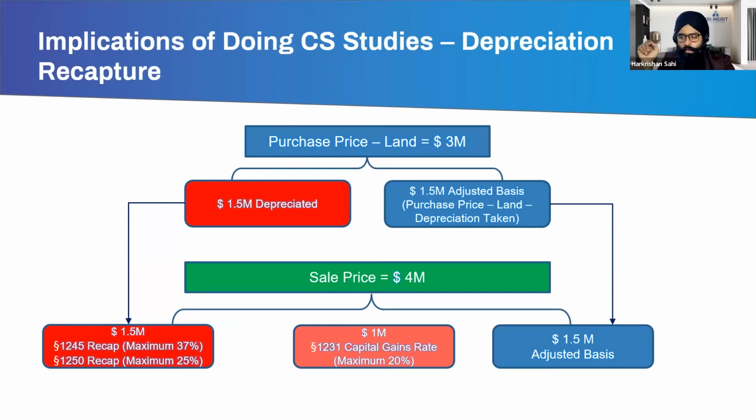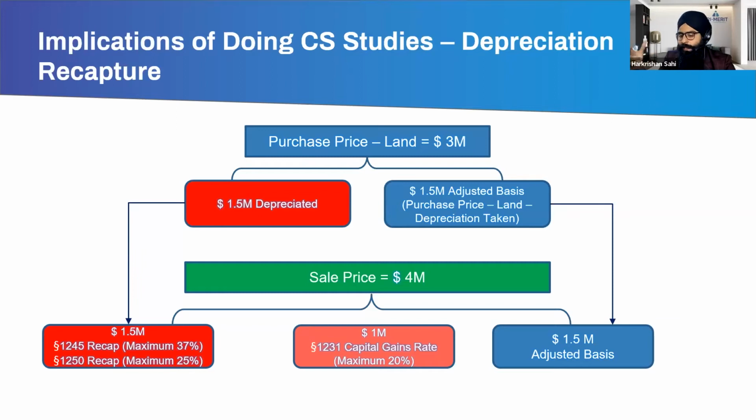So a lot of people will think, okay, I clearly have a gain of $1 million here, right? Because you bought it for 3 million minus land and you sold it for 4 million. The issue here is the gain is not calculated on the purchase price and sales price, it is calculated based on the adjusted basis. So that 1.5 million that is depreciated, the 1245 property that cost seg captured, will be captured at the maximum ordinary rate, which will apply to you at this point is 37%, whatever your maximum ordinary rate is.